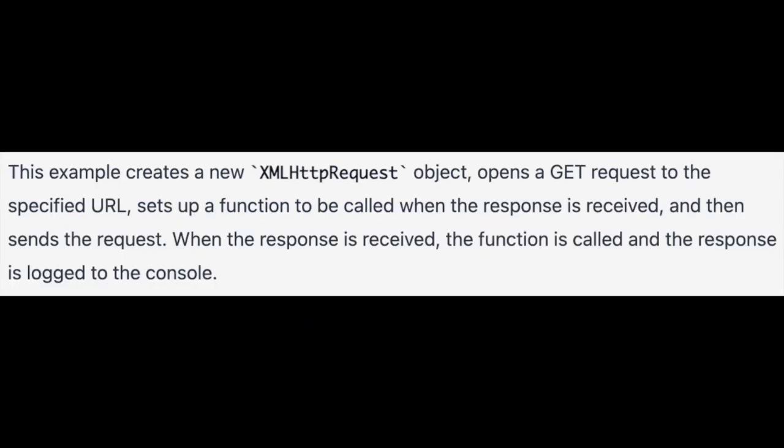This example creates a new XMLHttpRequest object, opens a GET request to the specified URL, sets up a function to be called when the response is received, and then sends the request. When the response is received, the function is called and the response is logged to the console.